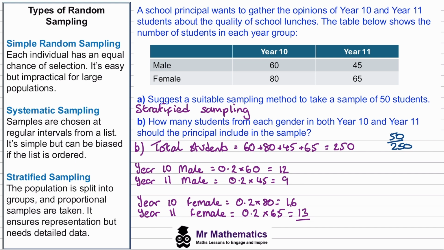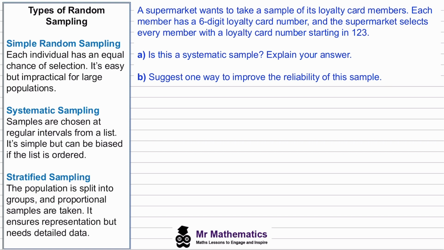Let's look at a different example. So now we're told that a supermarket wants to take a sample of its loyalty card members. Each member has a 6-digit loyalty card number, and the supermarket selects every member with a loyalty card number starting in 123. For part A, we're asked, is this a systematic sample? And then to explain our answer. In order to use systematic sampling, the sample must be chosen at regular intervals from a list.